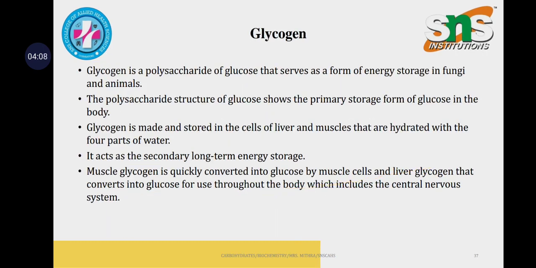And glycogen is a polysaccharide of glucose, and it serves as the form of energy storage in fungi as well as animals, and it is the primary storage form of glucose in the body. Glycogen is made and stored in the liver and muscles, and it is hydrated with 4 parts of water. Muscle glycogen is quickly converted into glucose by muscle cells, and liver glycogen converts into glucose throughout the body, which includes the central nervous system.